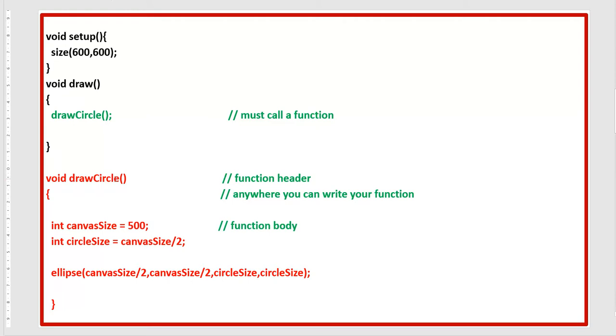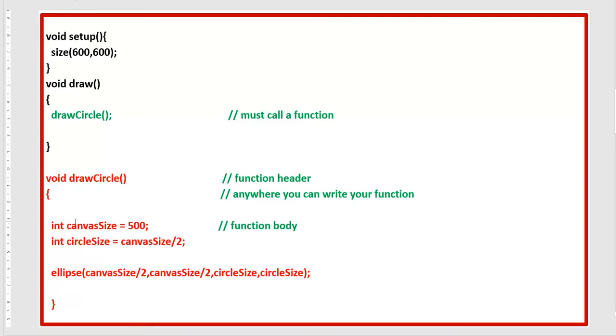So this is our function name. These are the requirements of our circle or ellipse. Then we have to call or invoke. One more thing: the question is where you should make your function. Anywhere you can write down your function.